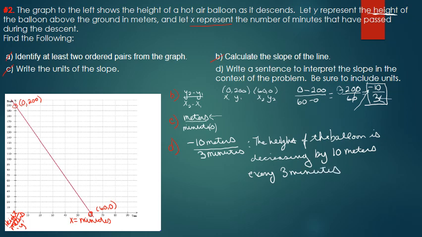So notice I've included the number from the slope and the unit, and then for the other part, the x, I also have the number and the unit. So you need to make sure to include what is changing, the direction in which it's changing, and then also the amount and the units for each direction. So 10 meters every 3 minutes.